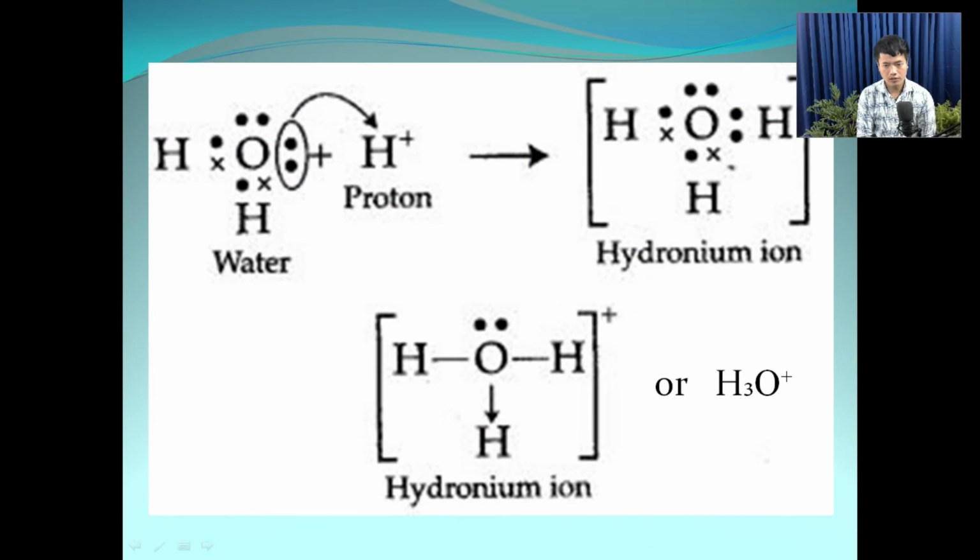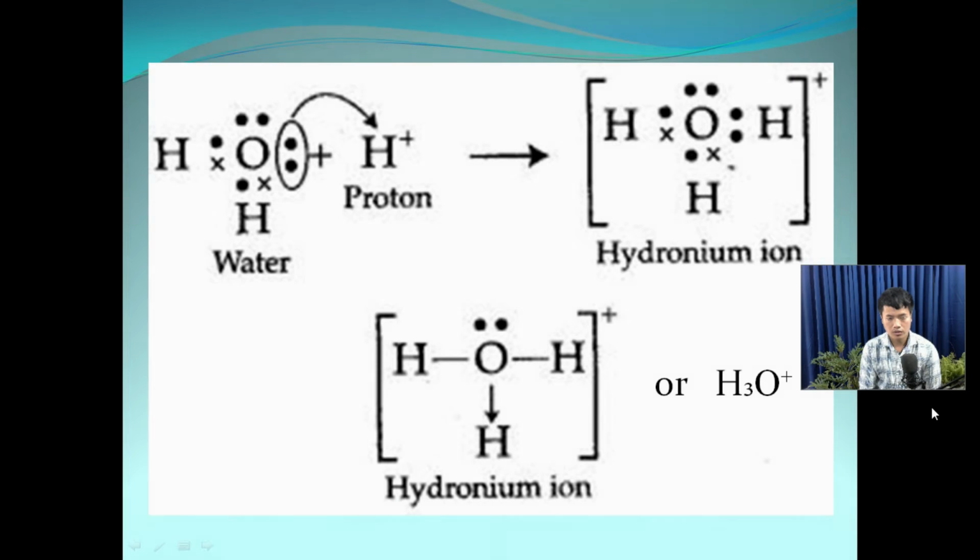Now let us see the formation of hydronium ion. Hydronium ion is formed by the combination of a water molecule and a hydrogen ion. We know that water is formed by an oxygen atom and two hydrogen atoms. They form through covalent bonds.